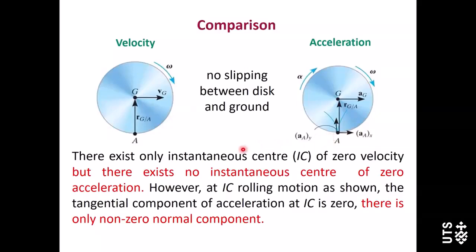Again, let me highlight this point. At point A, this is the IC point, instantaneous center of zero velocity, because no slipping occurs here. But for acceleration at point A, we only have a zero component of AAX, but AAY is not 0.